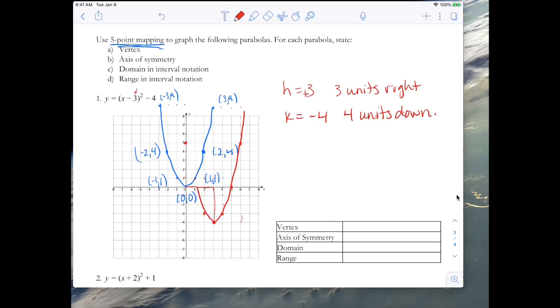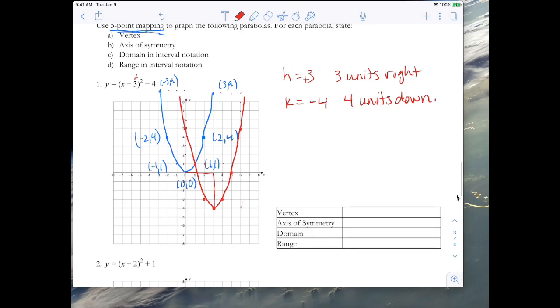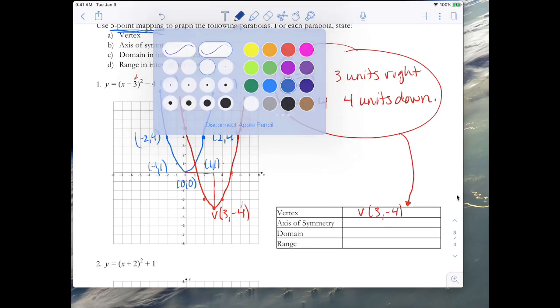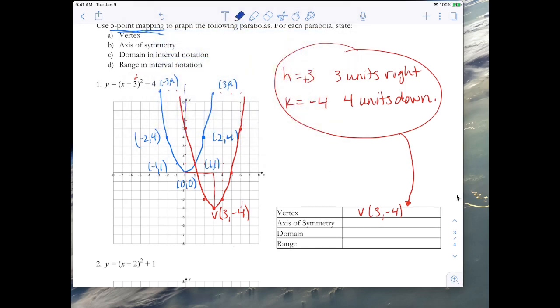We have a couple of questions we need to answer. What is the vertex? Well, the vertex is right here. The vertex is at (3, -4). And what you'll notice is that the vertex has a relationship with the translation of the function. Same with the axis of symmetry. The axis of symmetry for our parent function, or the original function, we know is x equals 0.